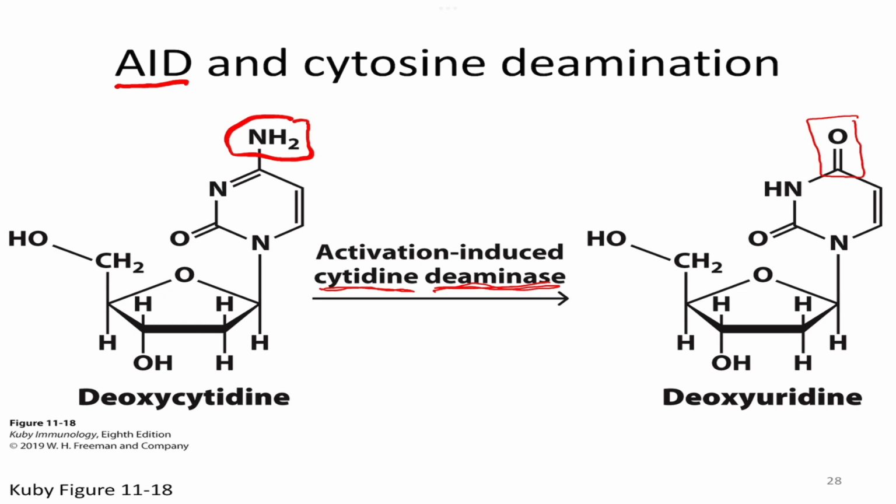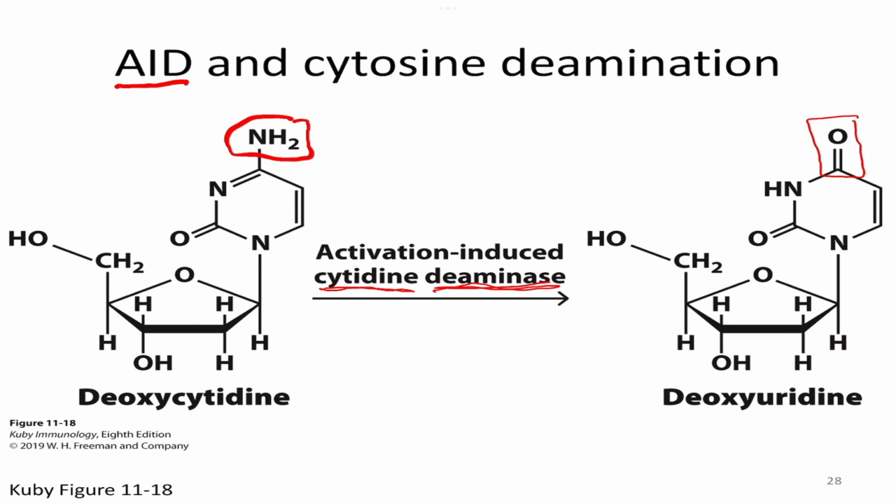I want you to remember that this AID enzyme is acting on DNA. This is acting on the genomic DNA. As you'll see, it's either acting on the genomic DNA in the variable region or it's acting on the genomic DNA in the switch site. It's deaminating the cytidines there and giving us the product of cytidine deamination. And the product of cytidine deamination is uracil. Shown here is uridine.